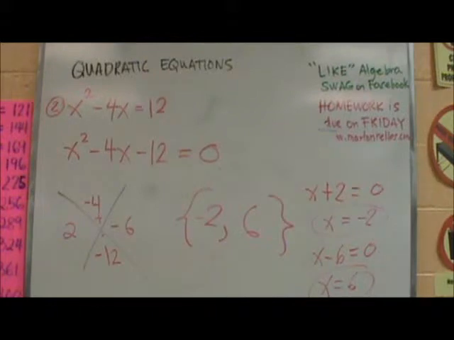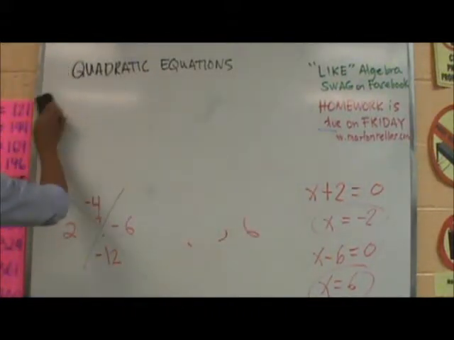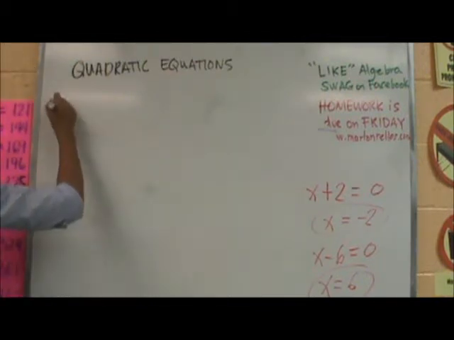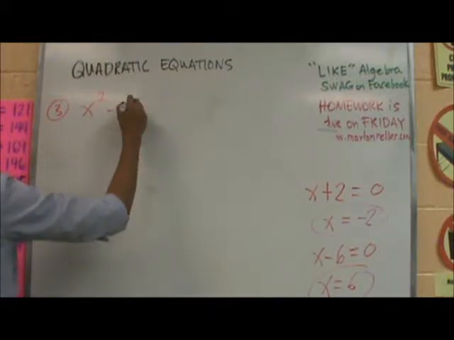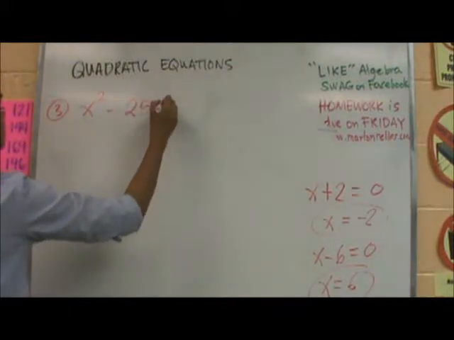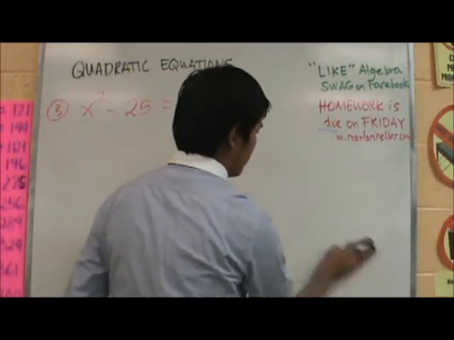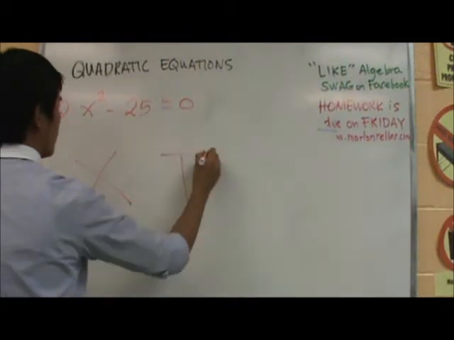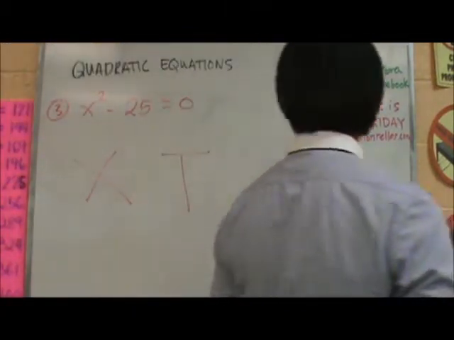Okay, now how about if we have number 3? Now try this on your own. How about if you have x squared minus 25 equals 0? We have x and t. Try that. Let me give you 1 minute for that.